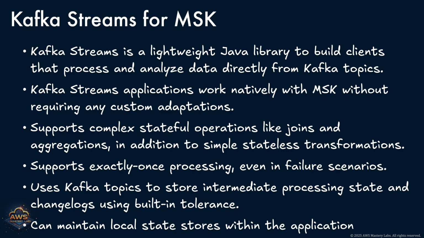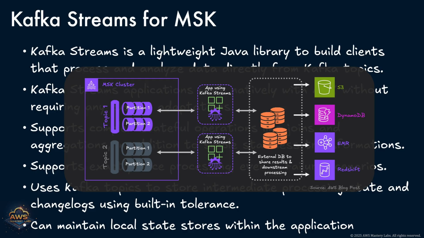Reliability is baked into the design. Kafka Streams supports exactly once processing semantics, ensuring that each record is processed once and only once, even in the event of application crashes or Kafka rebalances. Under the hood, Kafka Streams achieves high durability and fault tolerance by using Kafka topics to persist intermediate processing state and changelogs. If a processing node fails, Kafka Streams can recover state by replaying data from these durable logs without requiring external state management systems.